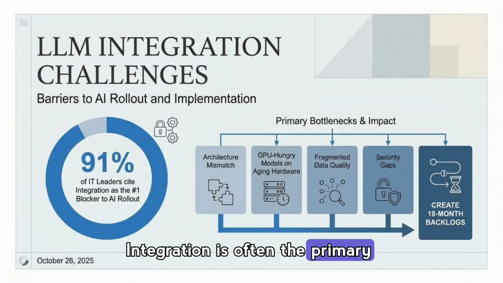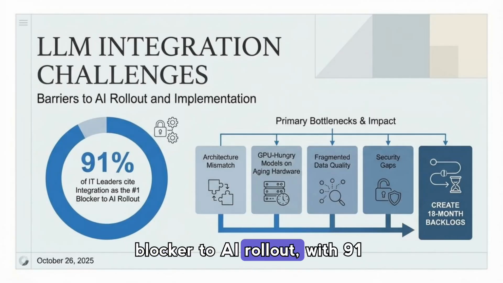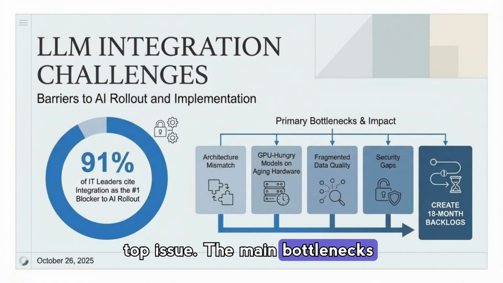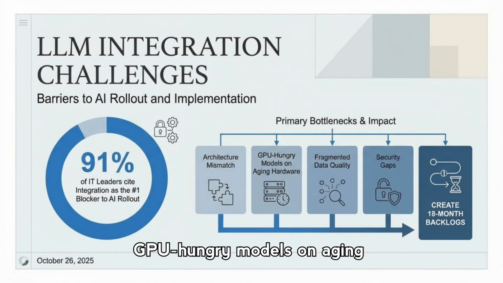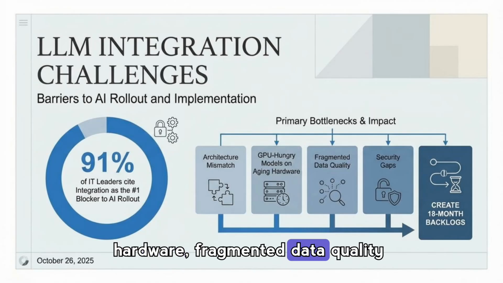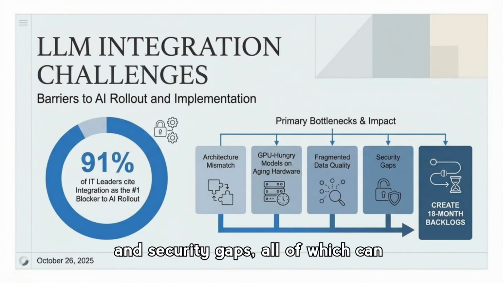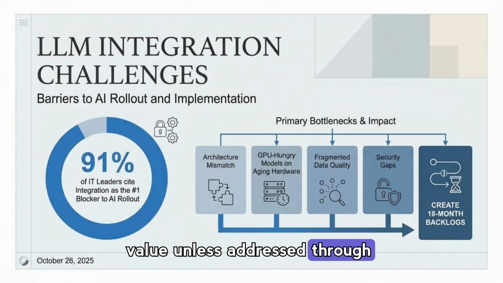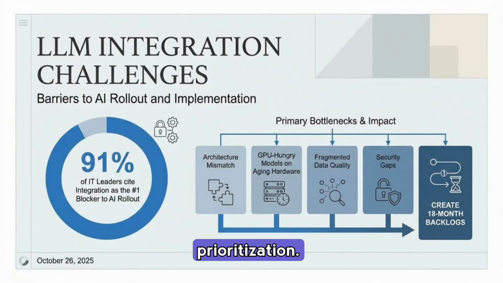Integration is often the primary blocker to AI rollout, with 91% of IT leaders citing it as the top issue. The main bottlenecks include architecture mismatches, GPU-hungry models on aging hardware, fragmented data quality and security gaps, all of which can create long backlogs and delay value unless addressed through targeted modernization and prioritization.